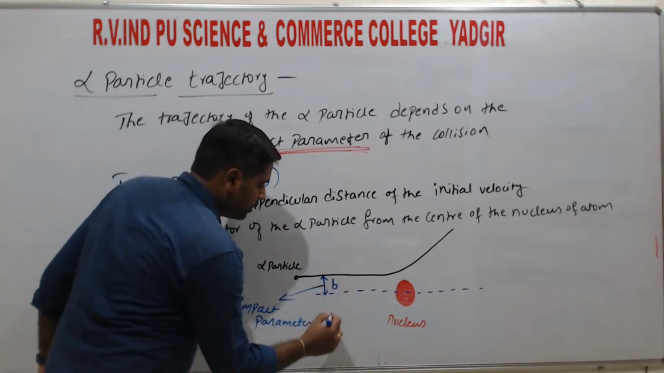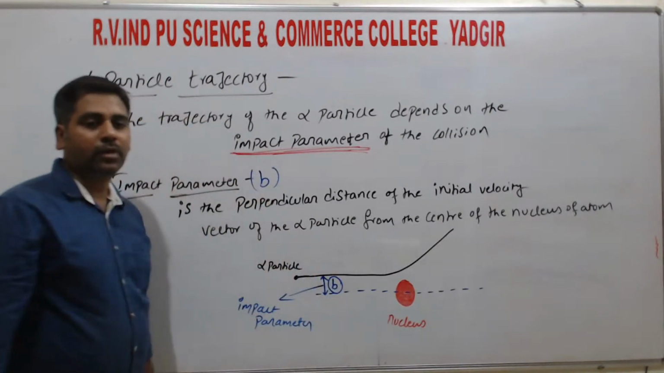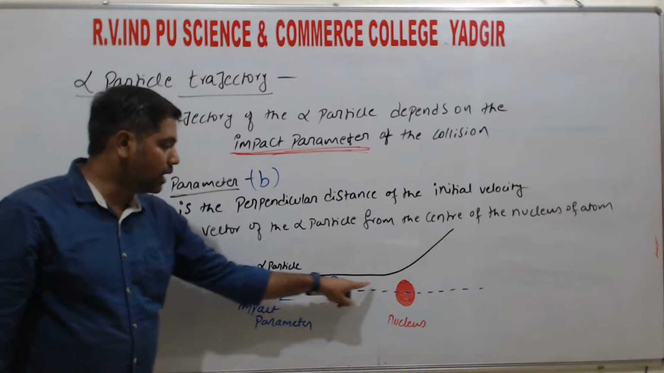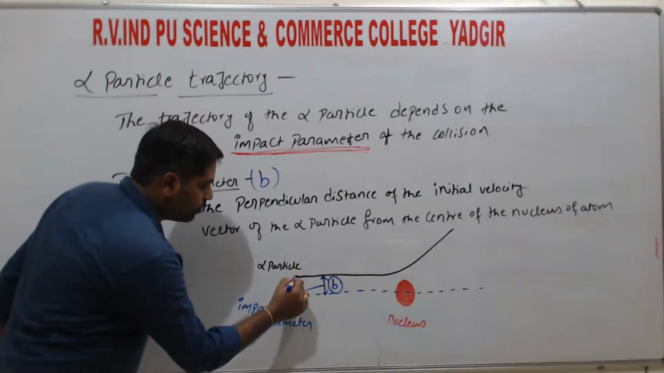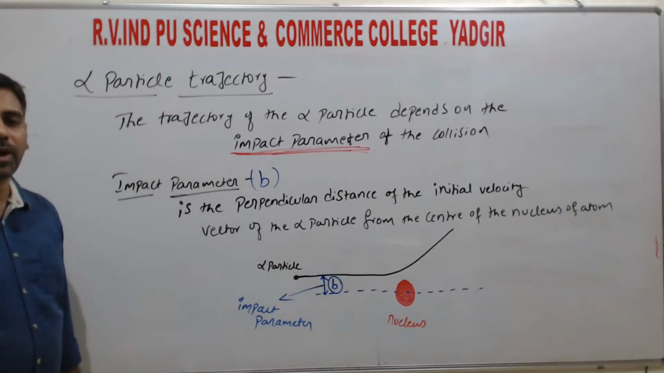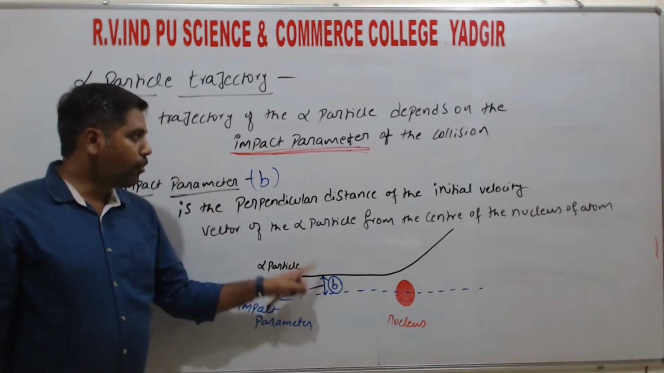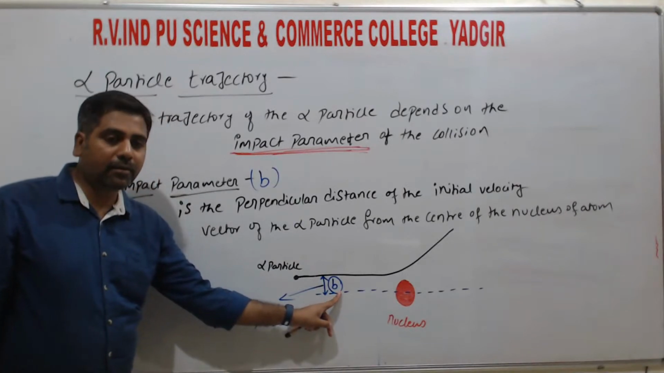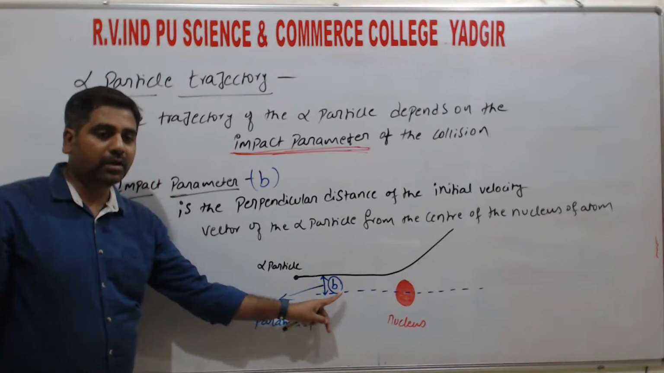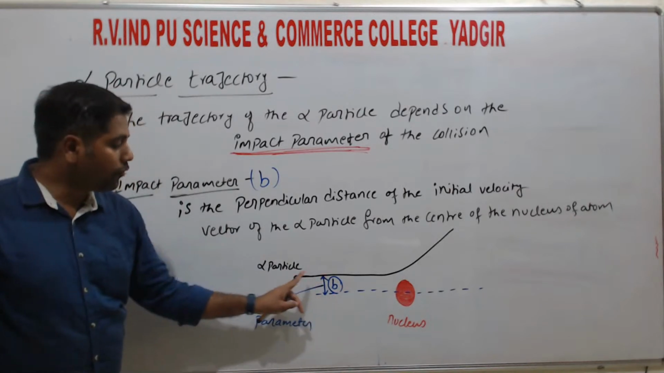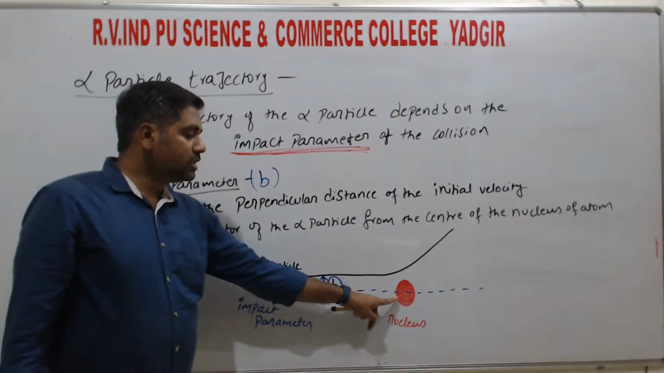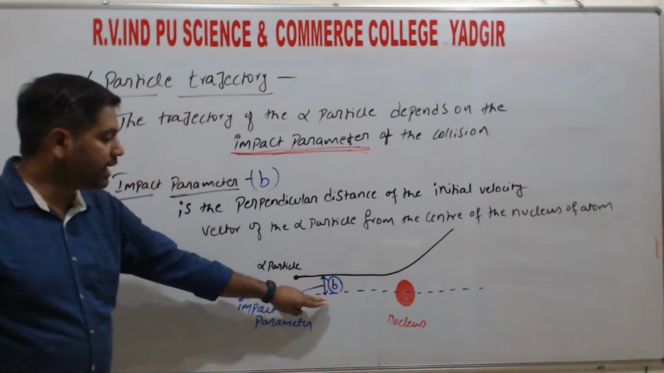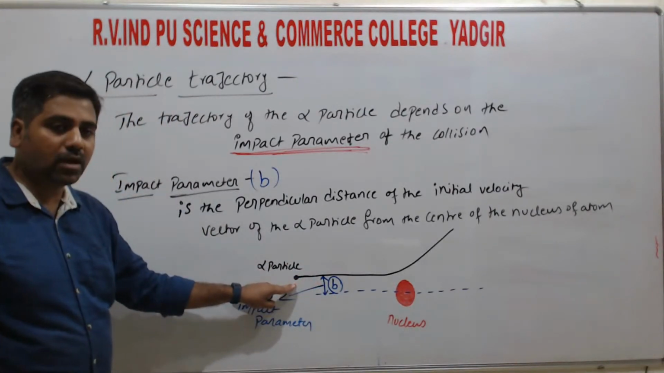So this parameter B decides how the path will be moved by the alpha particle. So the trajectory of the alpha particle depends on the impact parameter, that is B, right? So this B is the perpendicular distance of the initial velocity vector from the center of the nucleus of the atom, right? So from this we can observe the path followed by the alpha particle.